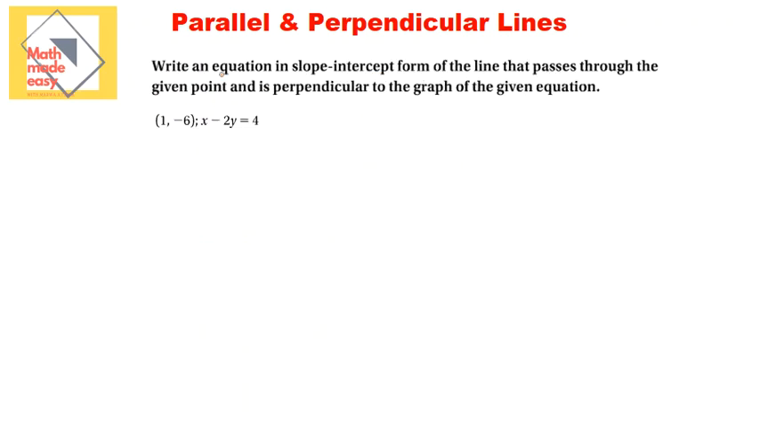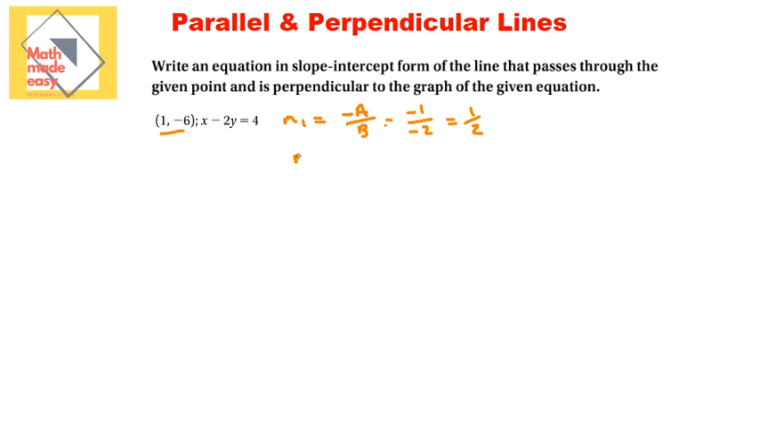It says here, write an equation in slope-intercept form again of the line that passes through the given point, 1, negative 6, and is perpendicular to the graph of the given equation. Now, how will that given equation help me? I need the slope. The slope of this line is equal to negative a over b, as we agreed, which is negative 1 over negative 2, which is half. So this is the slope of this line.